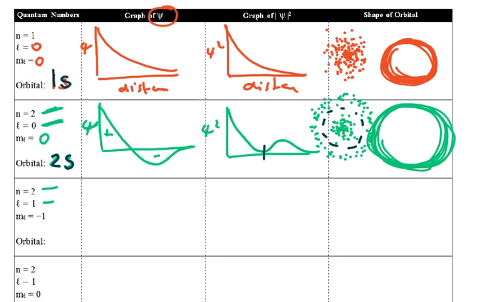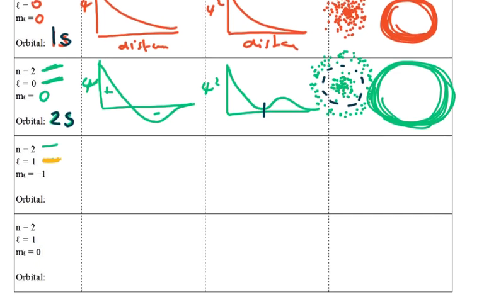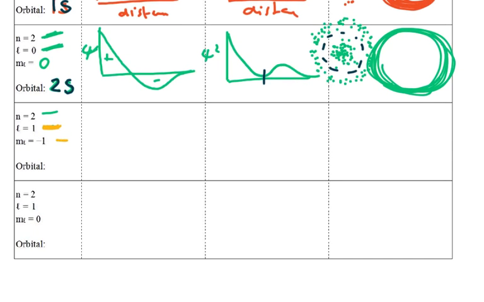Now, when we said n equals 2, there were two possibilities for L. L could be 0 or it could be 1. So let's look at what happens when it's 1. When it's 1, we have three possibilities for m sub L. It could be -1, 0, or +1. So we have three of these. We're going to do the same thing. Let's look at psi versus the distance from the nucleus. And we get a graph that looks something like this.